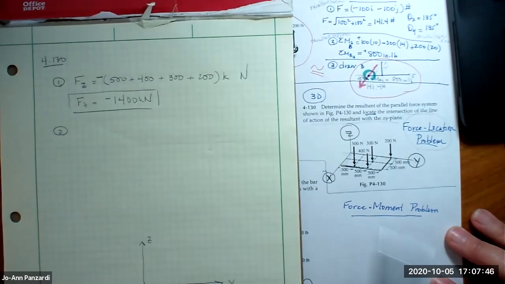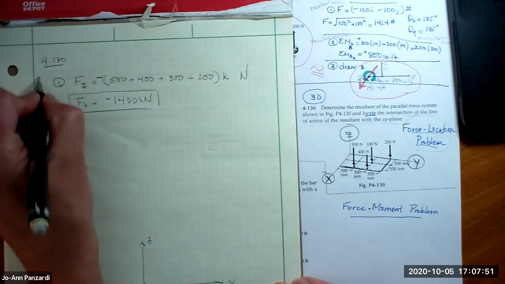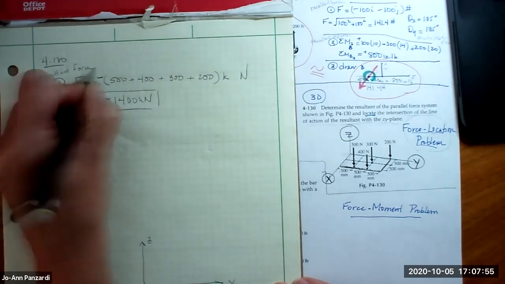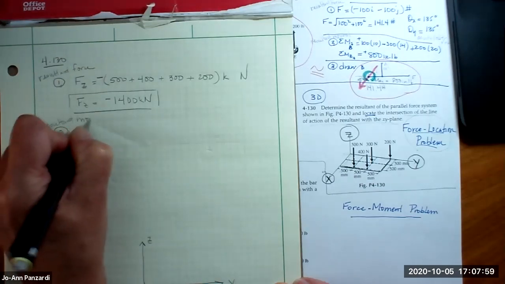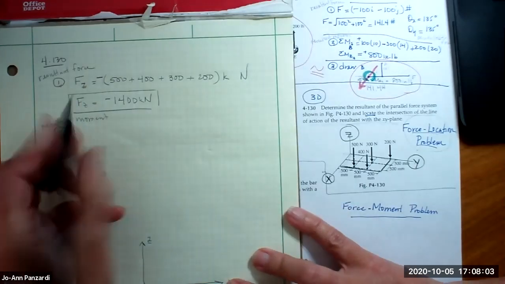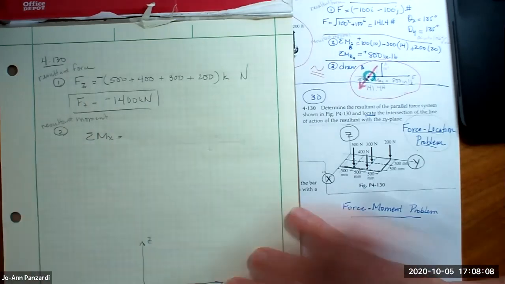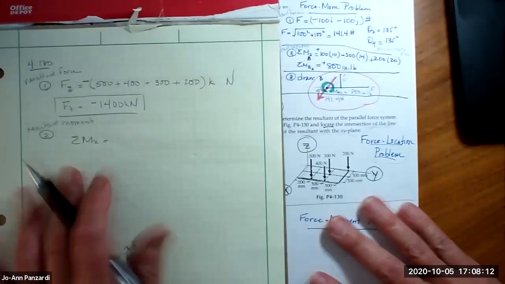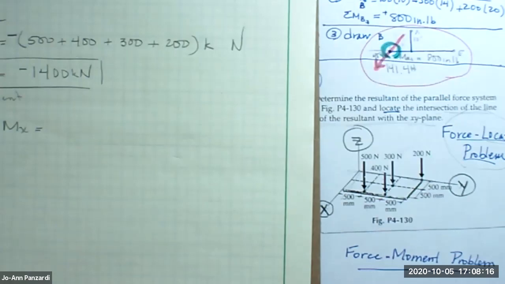Okay? So in this case, we found the resultant force. Now we have to find the resultant moment. And the moment is in both directions. So let's do the sum of the moments about the x first. So I'm trying to find the moment about the x-axis to these forces. And maybe I should zoom in a little. You can see the picture better.